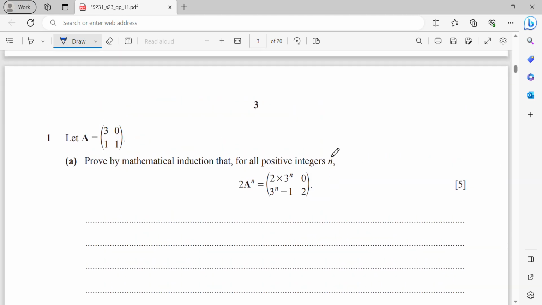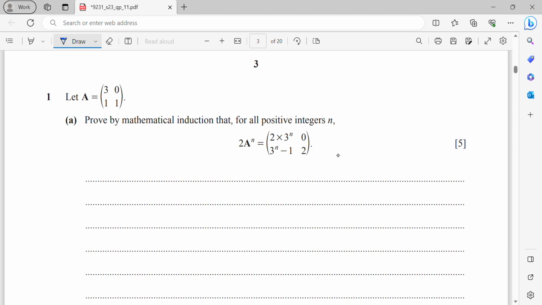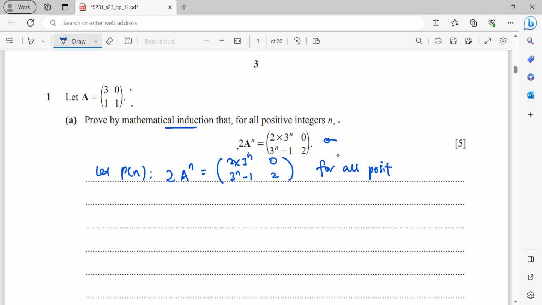So for question number 1, let A be this 2 by 2 matrix with first row 3, 0, second row 1, 1. Prove by mathematical induction that for all positive integers n, 2 times A to the power of n equals this matrix. Since we need to prove by mathematical induction, the first step is to let Pn be: 2A to the power of n equals 2 times 3 to the power n and 0 for the first row, second row will be 3 to the power n minus 1 and 2, for all positive integers n.